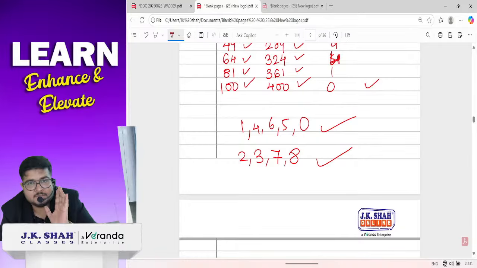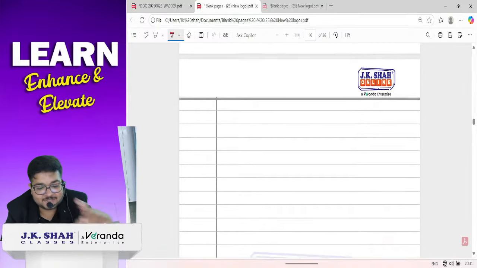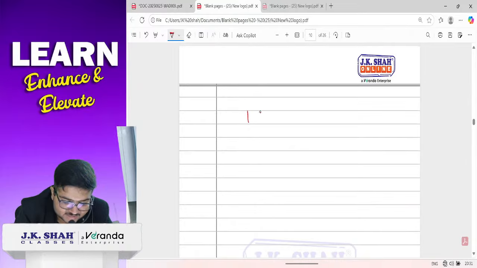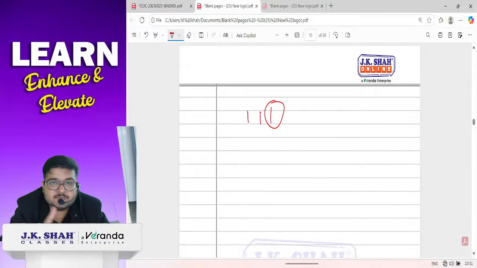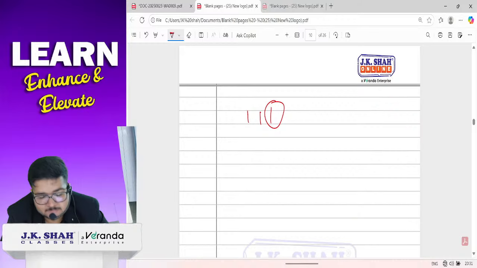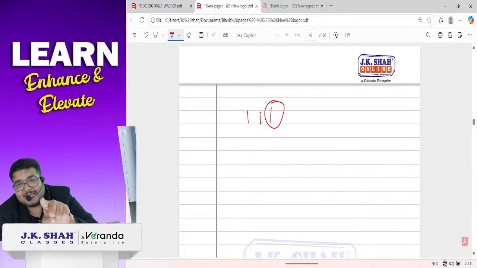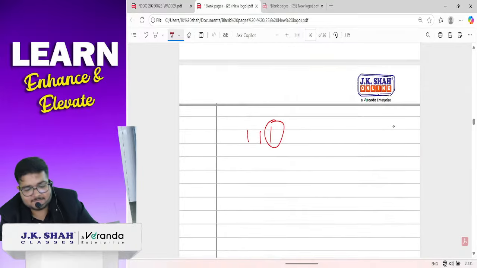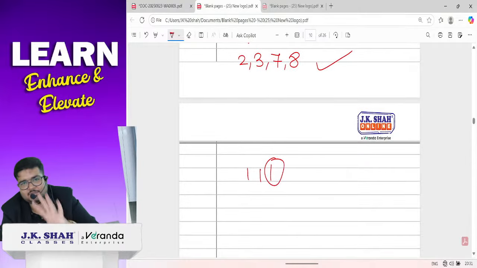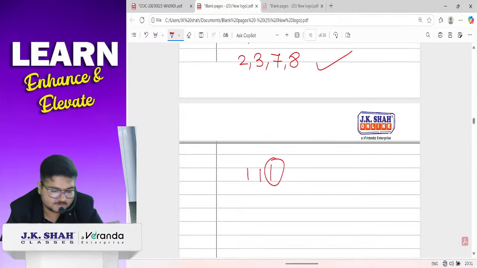That does not mean that any number which ends with 1 is a perfect square. No. But a perfect square can end with 1, it can end with 4, it can end with 9, it can end with 6, it can end with 5 and 0. 1, 4, 9, 6, 5, 0. But it will never end with 2, 3, 7, 8. This is the most important thing.